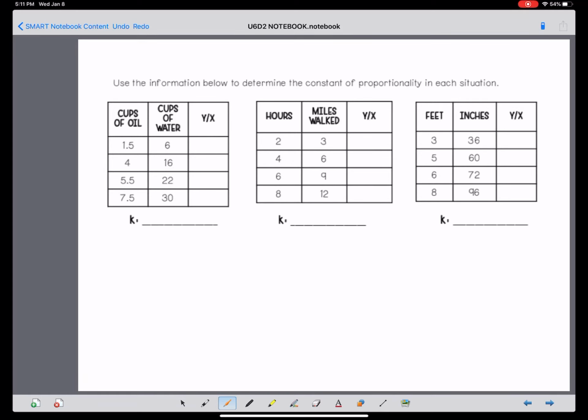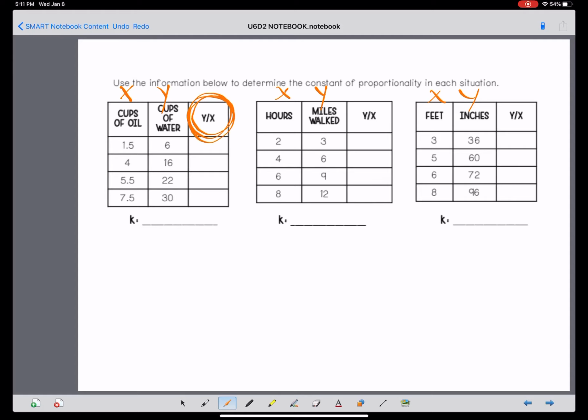All right, so use the information below to determine the constant of proportionality in each situation. And what this means is use the information below and just find the constant. So here we go. If you're looking at these graphs right here, the first column will always be X and the second will always be Y on all of these. So cups of oil to cups of water. Let's go ahead and figure out what the constant is going to be. The third column actually gives us a hint right here.